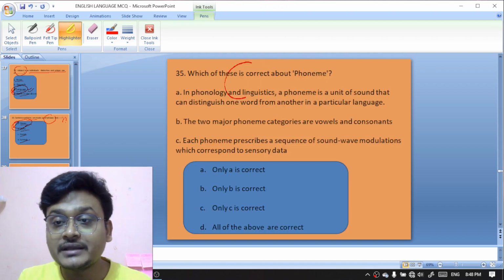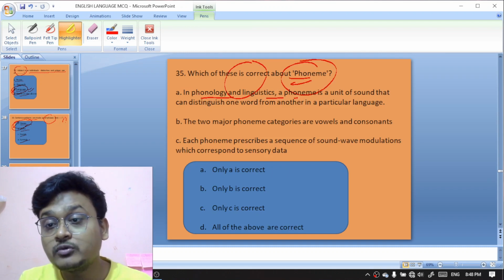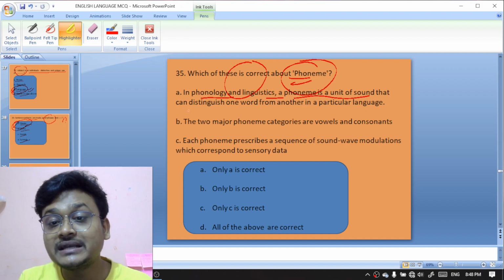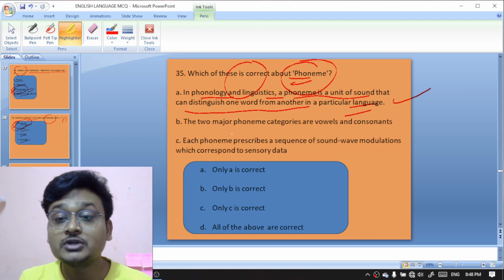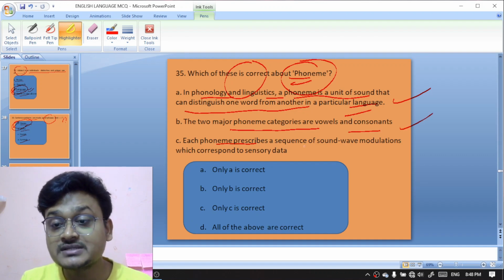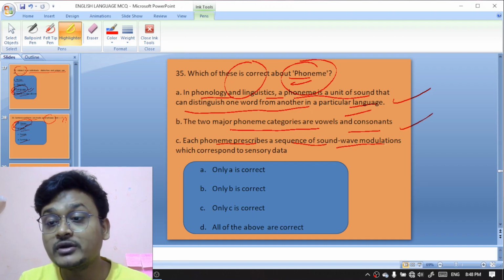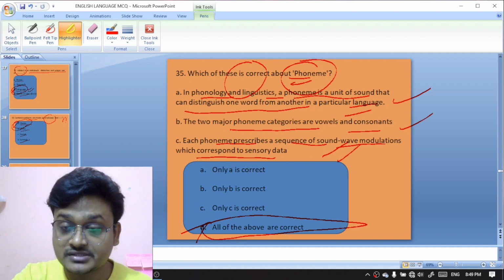Which of these is correct about phoneme? In phonology and linguistics, a phoneme is a unit of sound that can distinguish one word from another in a particular language. True. The two major phoneme categories are vowels and consonants. True. Each phoneme prescribes a sequence of sound wave modulation which corresponds to sensory data. True. So all above are correct. D is the right answer here.